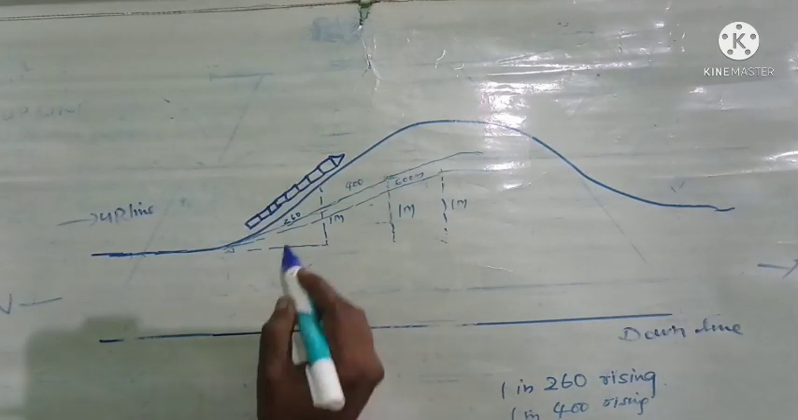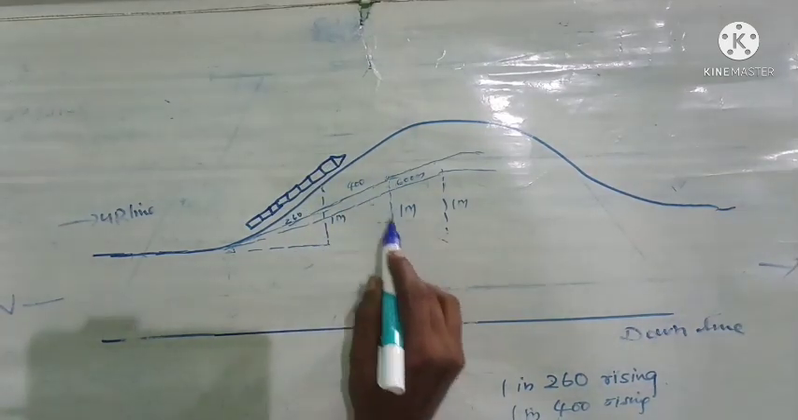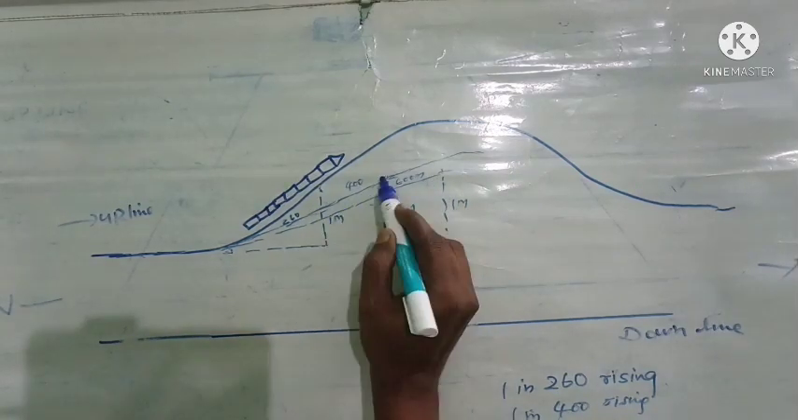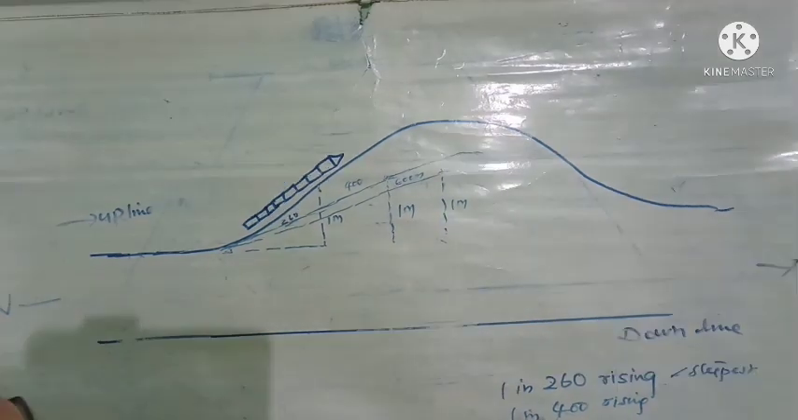Or we can say 1 in 260 gradient is steeper than this 1 in 400 gradient, and 1 in 400 gradient is steeper than 1 in 600 gradient. Here we can see 1 in 260 rising is the steepest of all these three gradients, whereas 1 in 400 rising is less steep and 1 in 600 rising is flatter compared to the other two gradients.